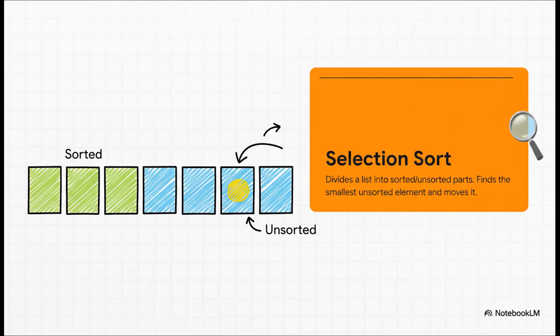Its strategy is totally different. Selection Sort basically splits the list into 2 parts, a sorted section on the left, which starts empty, and an unsorted section on the right.